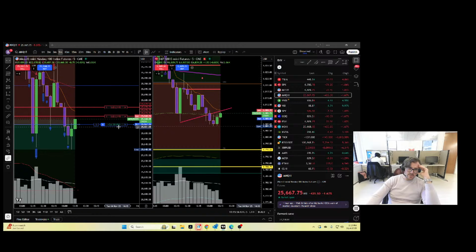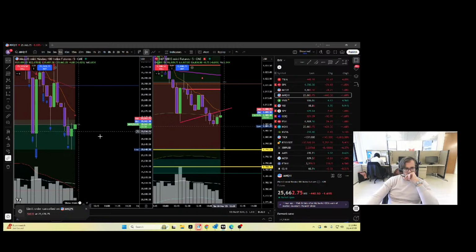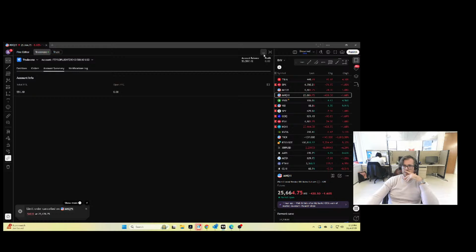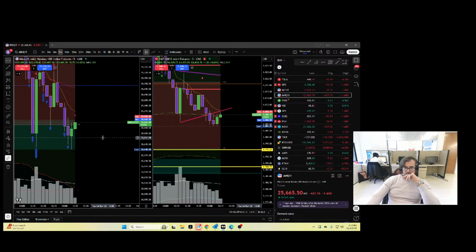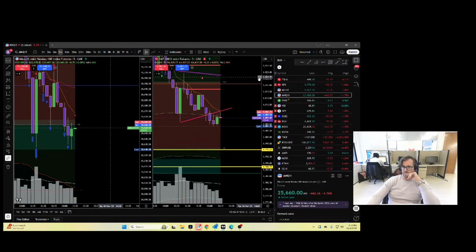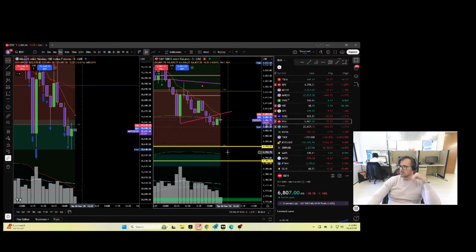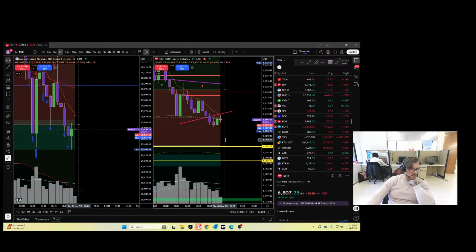All right, let's get out of it. All right, so made like $50. The reason I am out is because this bear flag did pan out when I did that. It is retesting it, and now it looks like it might go lower. So I'm happy to get a little profit.